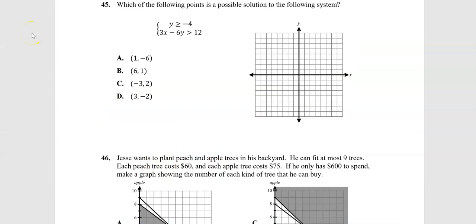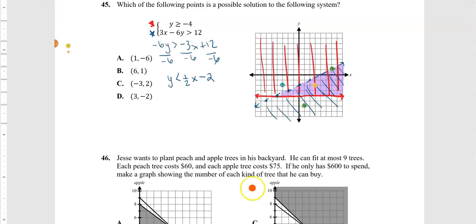On to number 45. Here we are looking at which of these points is a possible solution for this system of inequalities. They give us a graph, and it is easier to graph these so we can figure out which point is going to fit in that double shaded area. So I am going to go ahead and pause the video and graph this in red, and I will graph the other one in blue, and then we'll come back and see which one's the right answer.